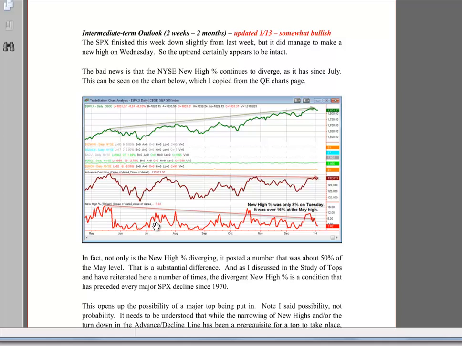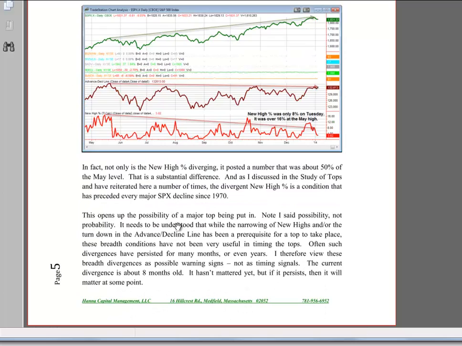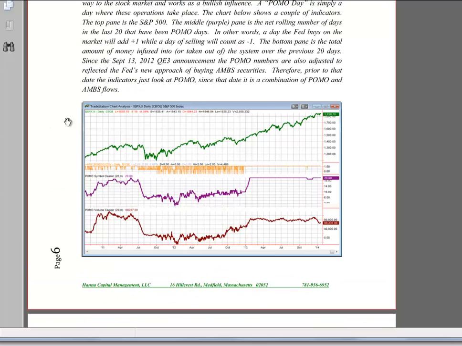Beneath that is the intermediate term outlook, and this gets updated typically on the weekends. So I don't update it every day, but I do update it for the weekend letter. And what you'll find here is some additional studies. One chart that I always feature is the POMO and AMBS.